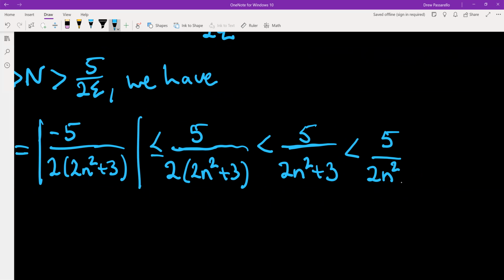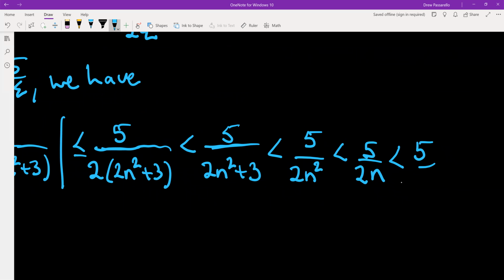But then squaring a number makes that number bigger, so dividing by just that number, so dividing by just n, makes it a smaller denominator that you're dividing by. So we can say 5 over 2n squared is less than 5 over 2n. And we know n is bigger than capital N, so 5 over 2 times little n is going to be less than 5 over 2 times capital N in the denominator.